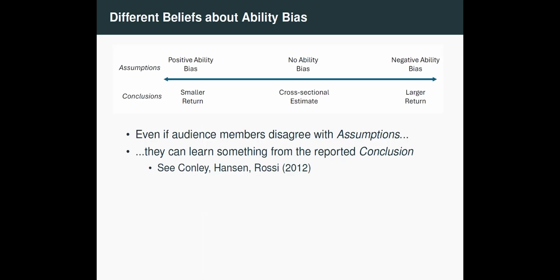And this is a point that I associate with this brilliant paper by Conley, Hansen, and Rossi. I see that Chris is actually hiding behind a beam up there. I don't know if you can see him there. And of course, we know that Peter's here.